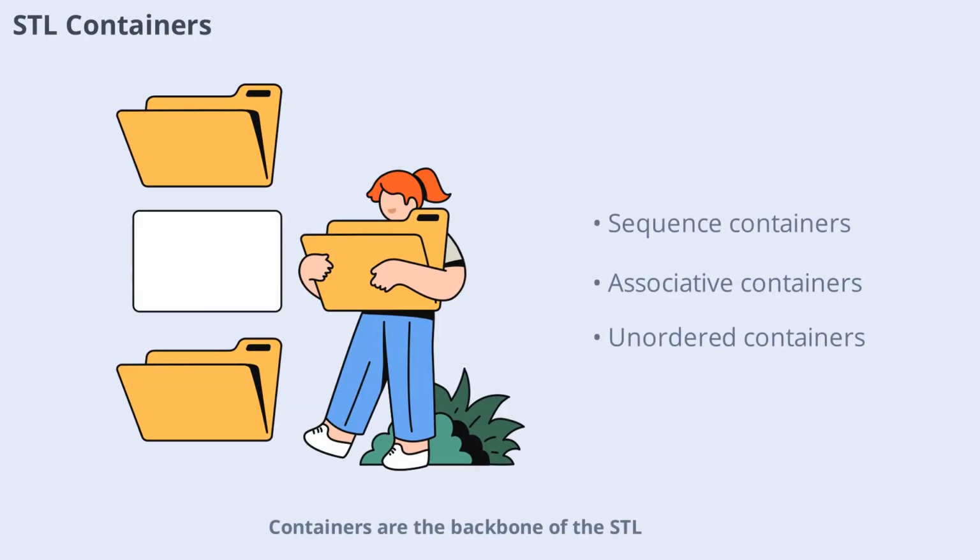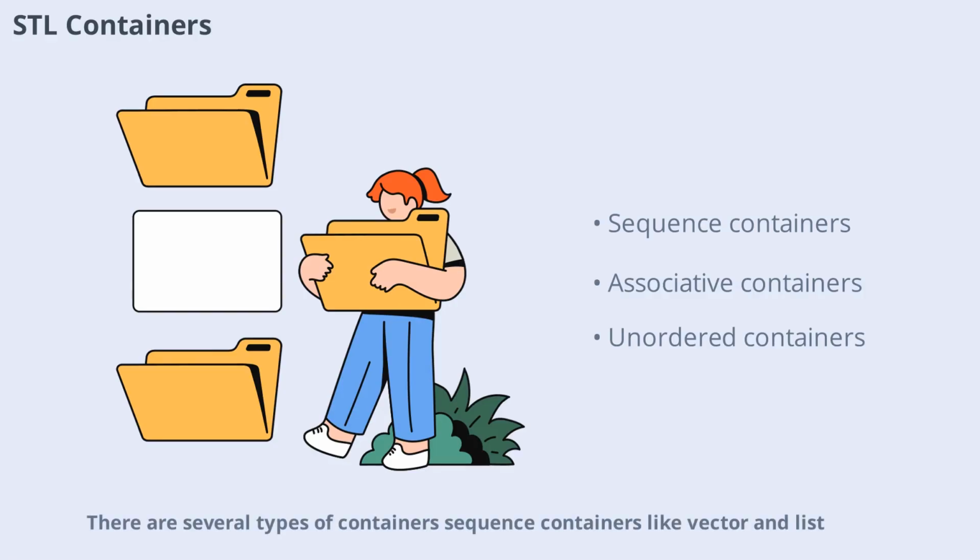Containers are the backbone of the STL. They store and organize data in various ways depending on your needs. There are several types of containers: sequence containers like vector and list, associative containers like set and map, and unordered containers like unordered_map. Each container type offers different performance characteristics and use cases. Understanding the strengths of each container helps you choose the right one for your application.